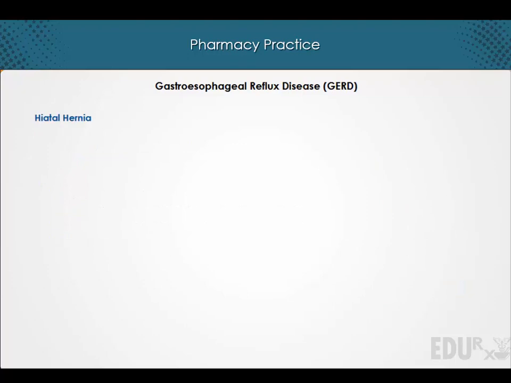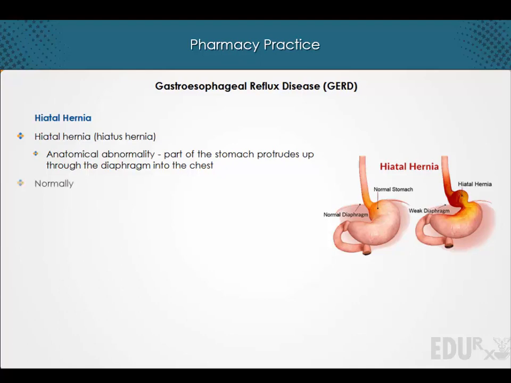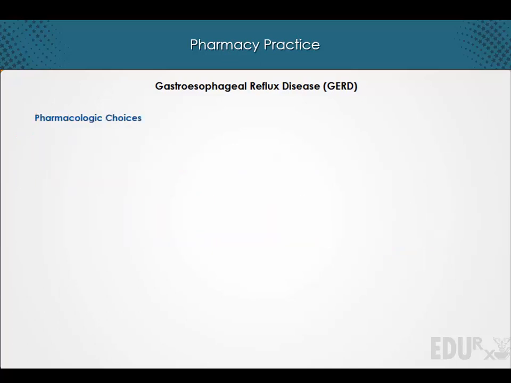Hiatal hernia. Hiatal hernia or hiatus hernia is an anatomical abnormality in which part of the stomach protrudes up through the diaphragm into the chest. It should be noted here that normally the esophagus passes down through the chest, crosses the diaphragm, enters the abdomen through a hole in the diaphragm called the esophageal hiatus, and joins the stomach just below the diaphragm.